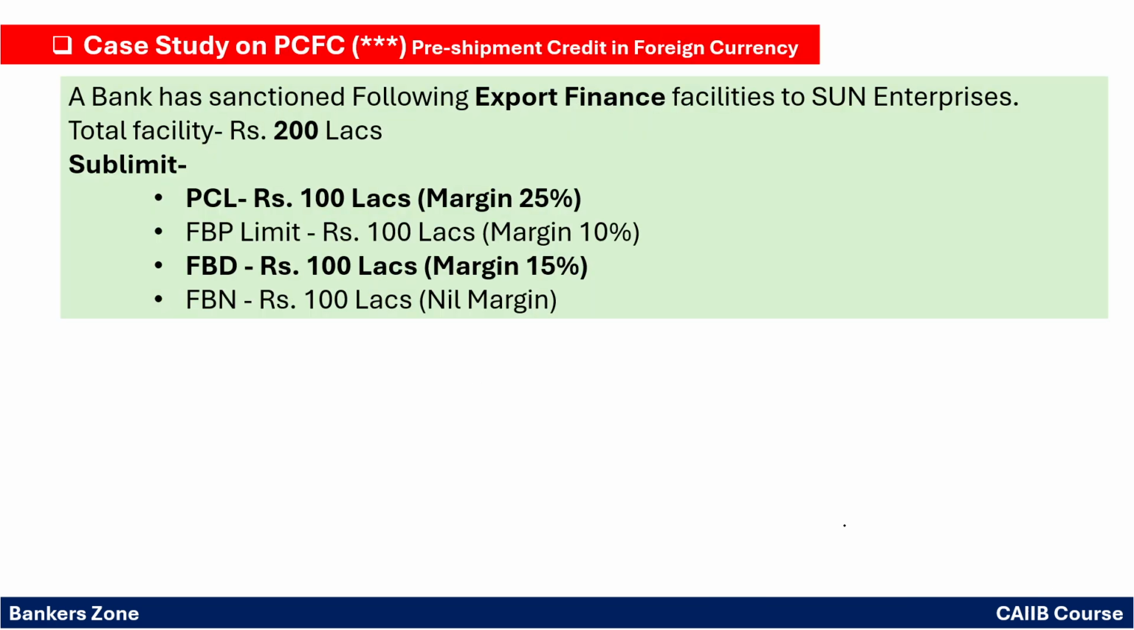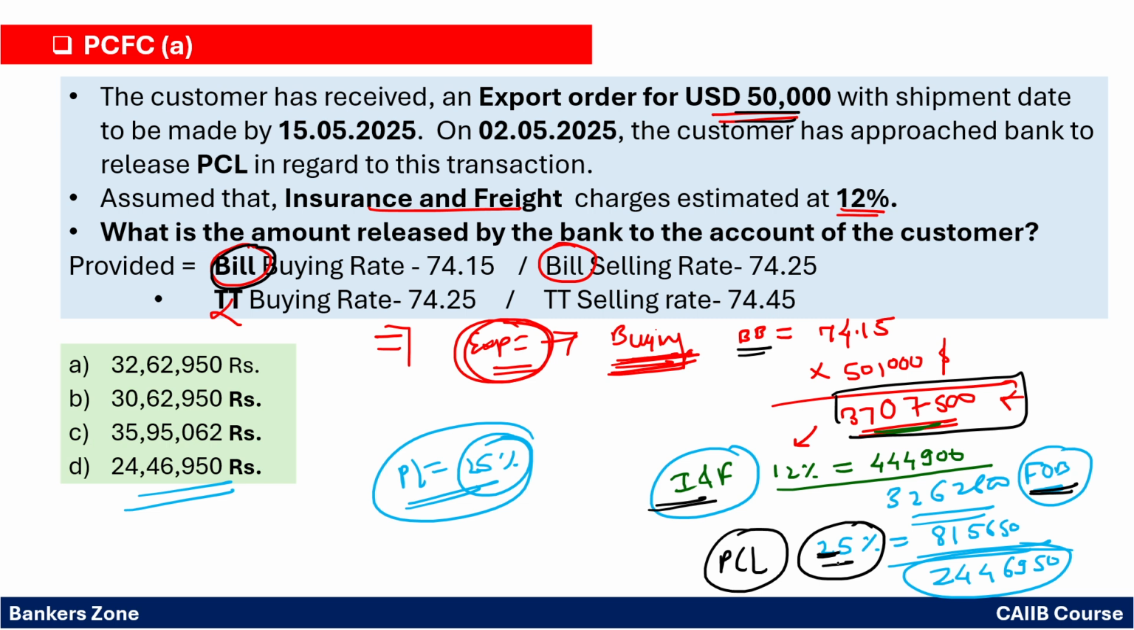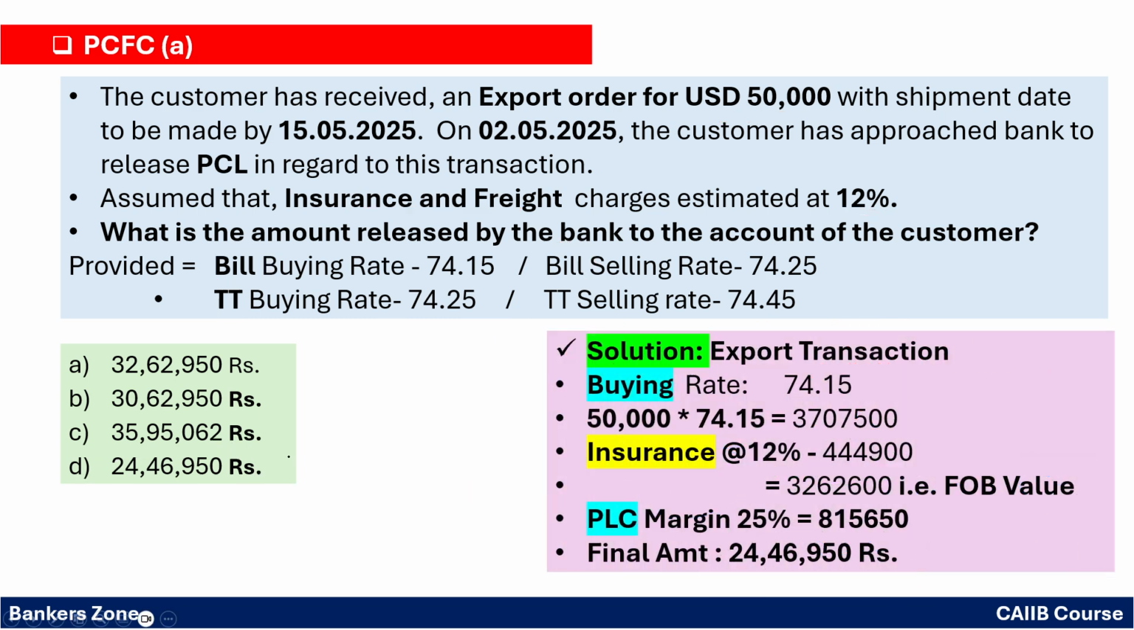Right? So see here, in the beginning itself, they have given the PCL, and we have to consider the 25% as the margin. So subtract the 25%, and the remaining amount you will give to the customer's account. So this is the amount of loan we will give for the PCL, 24,46,950. Now you can check, this is the solution available. This is the solution for you.